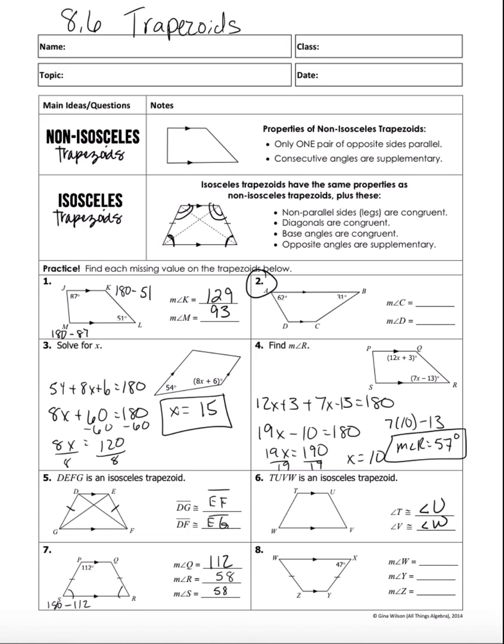Oh, I'm so sorry. I made a mistake. 180 minus 112 is not 58. It's 68. So those are both 68. Go ahead and try number 8 on your own.